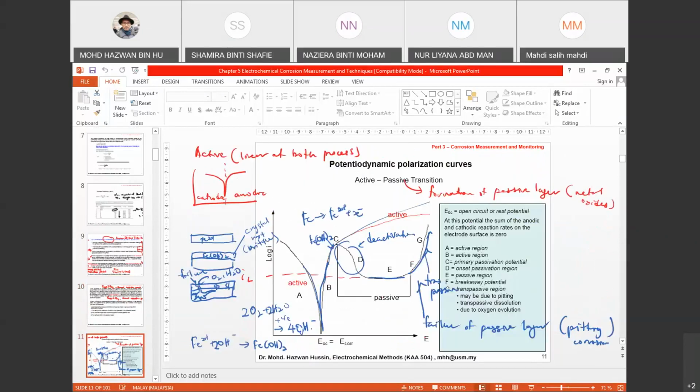And we also have looked at active-passive transition, where passivation happens when you have the formation of a very stable metal oxide on the surface of the metals. If we proceed measuring the current at higher potential, you can notice that a failure of the passive layer can happen, and this leads to the formation of pitting corrosion.